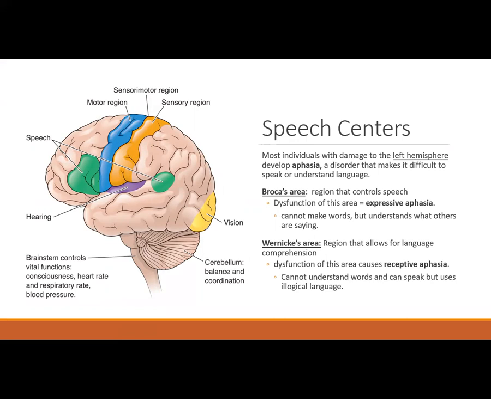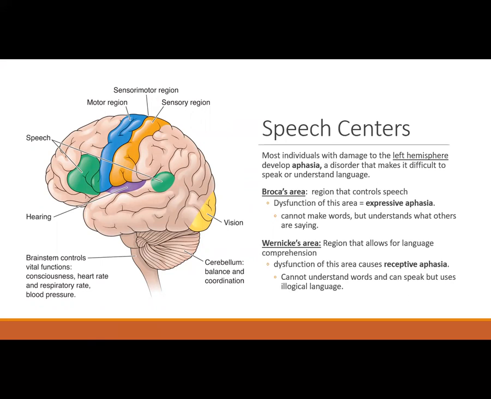The Broca area is the region that controls speech. Dysfunction of this area causes expressive aphasia. They cannot make words, but understand what others are saying. So that means that they cannot actually talk, but they understand everything we're telling them.